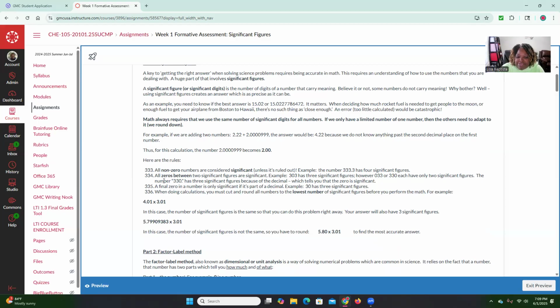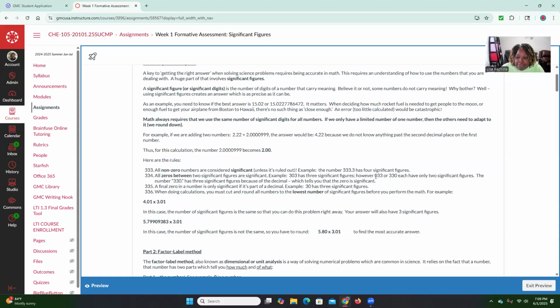But say we have zeros. We have different types of zeros. We have zeros which we call sandwich zeros, and then we have zeros that are at the end or at the beginning of a number. Zeros that are sandwiched, or in between non-zero numbers, are said to be significant. So 303 has three significant figures because that zero is in between the 3 and the 3.